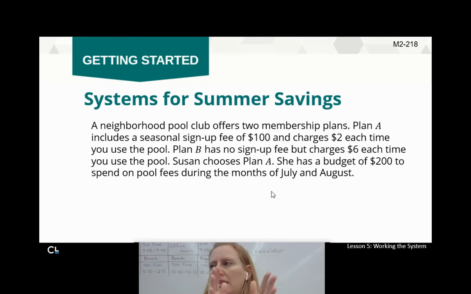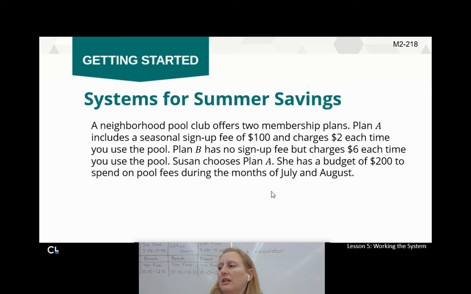We're on page 218, M2-218. Let's talk about systems as far as summer savings goes. So a neighborhood pool club offers 2 membership plans. Plan A includes a seasonal sign-up fee of $100 and charges $2 each time you use the pool. So you can sign up for $100 for their membership, and then pay $2 every time you go to the pool. Plan B has no sign-up fee, okay? So you don't have to pay for a membership, but charges $6 each time you use the pool.